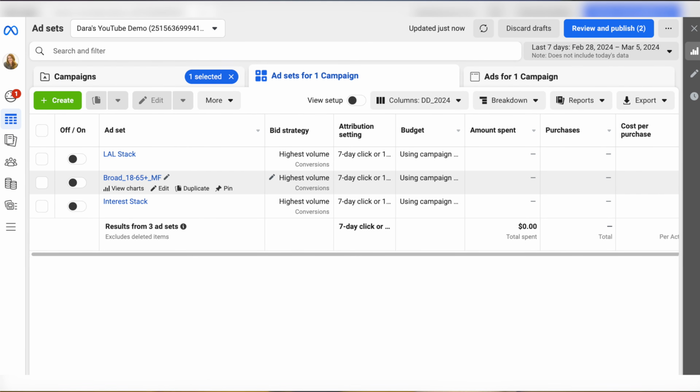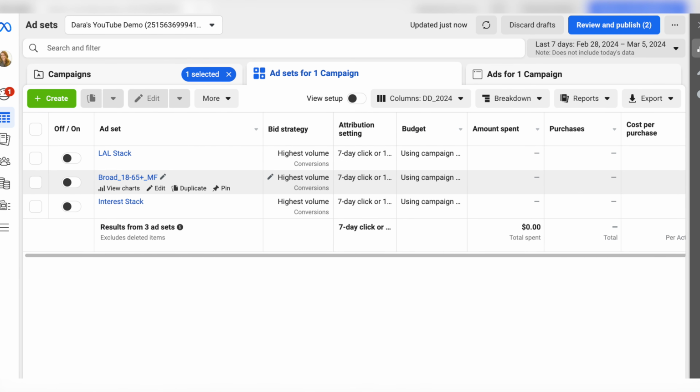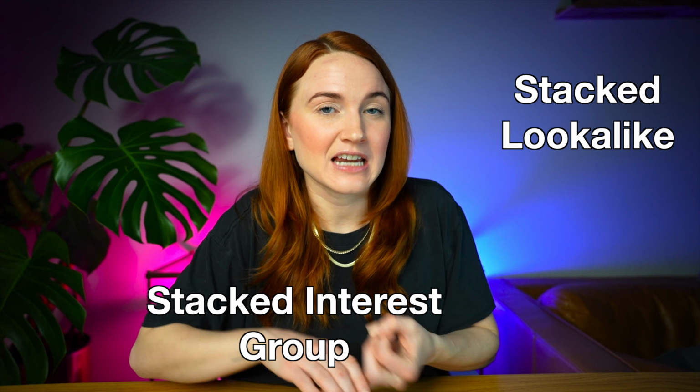However, I'm still of the mindset that everything should be tested. And if broad and ASC aren't working for you, then I would generally recommend this setup. So this is the old scaling prospecting setup of mine. I still use it if I see a brand is really struggling and we might need to try and get an easy, quick win and we have some new creatives coming down the pipeline, but they're not quite ready yet. So I will do a stacked interest group, a stacked lookalike and broad. But again, 9 times out of 10 recently, it's still the broad that's working here.